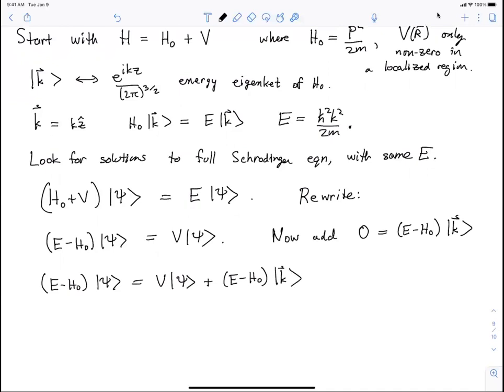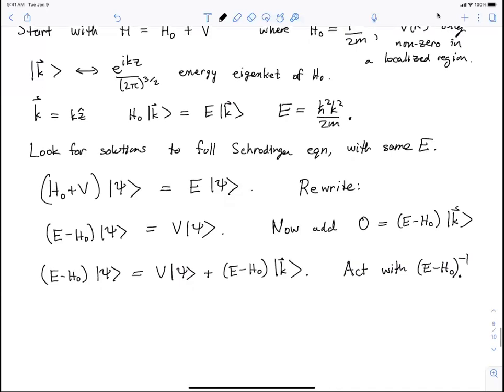K is our initial beam wave function. Now I'm going to do something that's a little bit tricky. I'm going to act with this operator, E minus H zero inverse. So we're going to have to be very careful in a little bit to make sure that that thing's well-defined, because inverse operators aren't always well-defined.